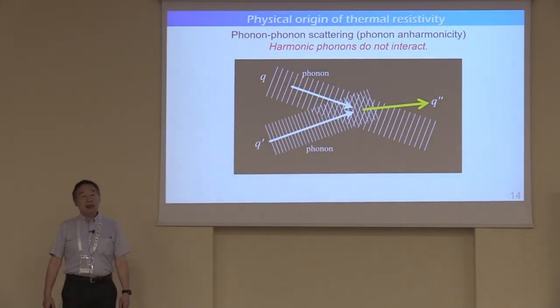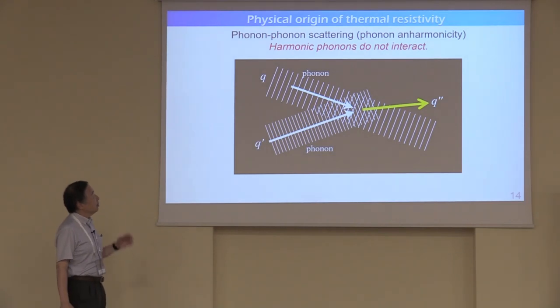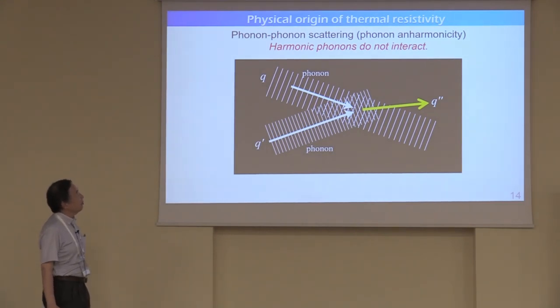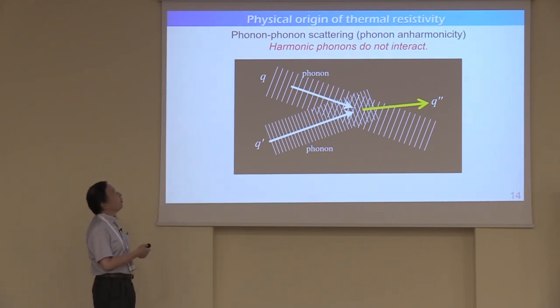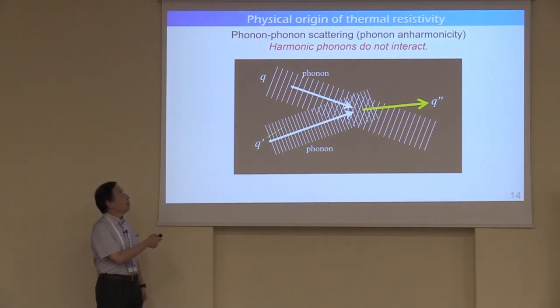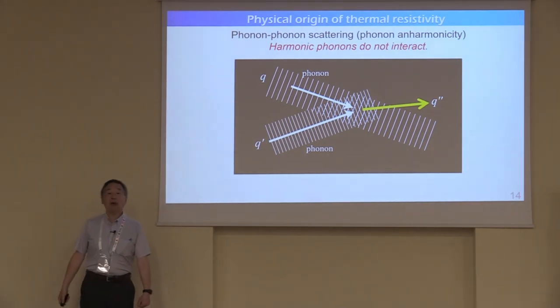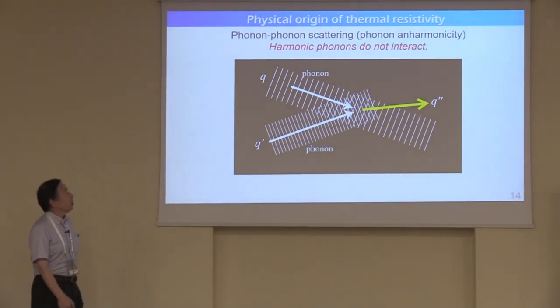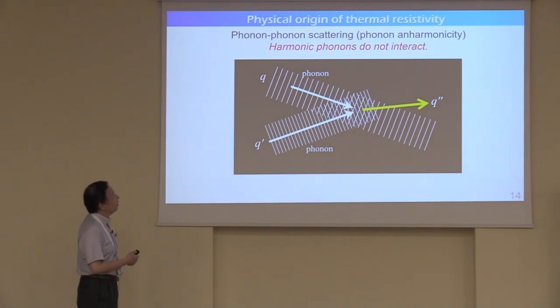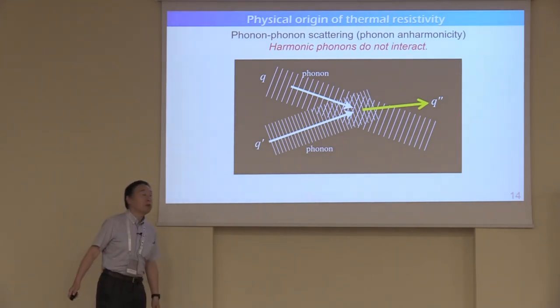The origin of the thermal conductivity or thermal resistivity was also explained in the morning. That is phonon-phonon scattering. So harmonic phonons do not interact. But if phonon-phonon scattering occurs, then it can produce thermal resistivity. So we need to compute phonon scattering.